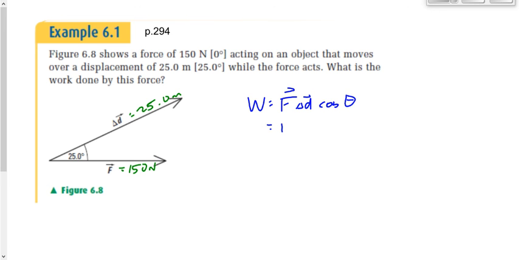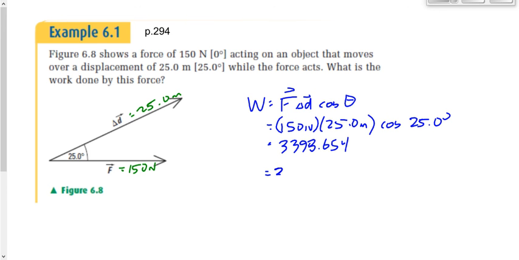F is 150 newtons. Delta D is 25 meters. Good question. That's a really good question. We'll talk about that in just a second here. What's theta? Remember, if we're given an angle, we don't automatically put it into the FD cos theta. Do we include it here? Yep. Because that angle has to represent the angle between the way that it moves and the way that it's pushed. And clearly that's the angle that we're given here. So we're going to include that, 25.0 degrees. Let's figure out the value of work here now. What is it? Okay, and we're going to round that to 3 significant digits, 3.40 times 10 to the 3.